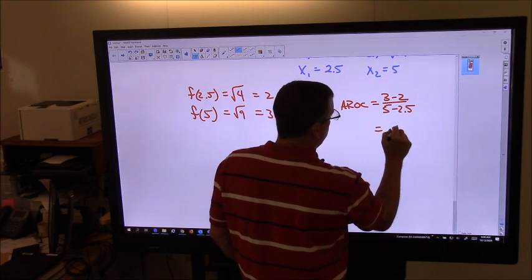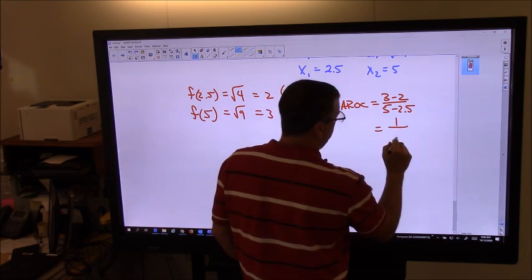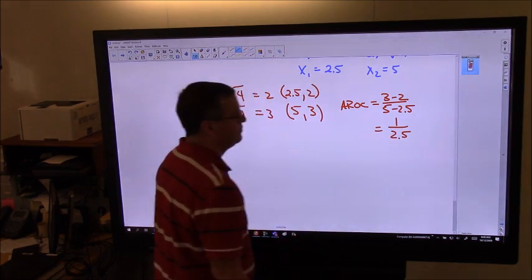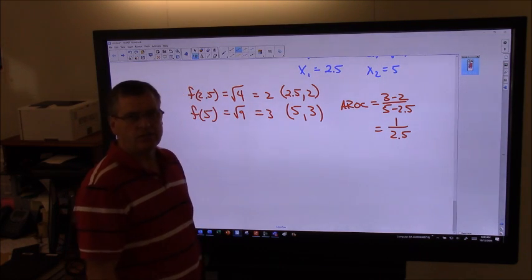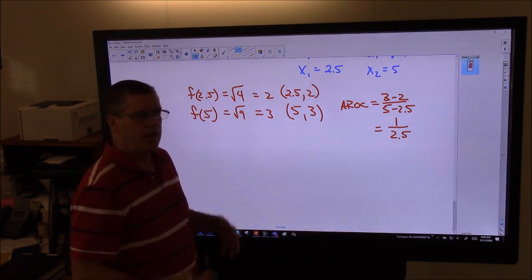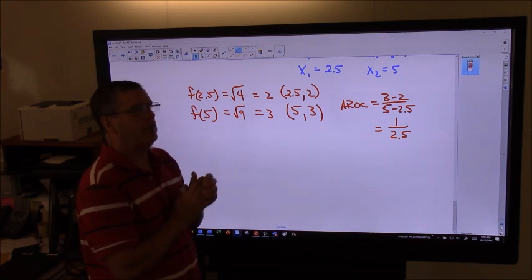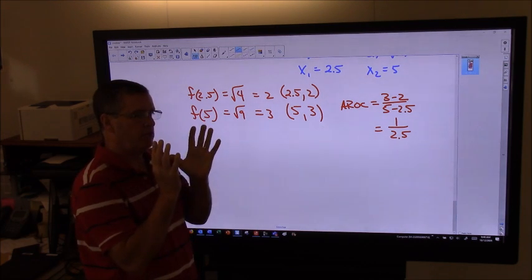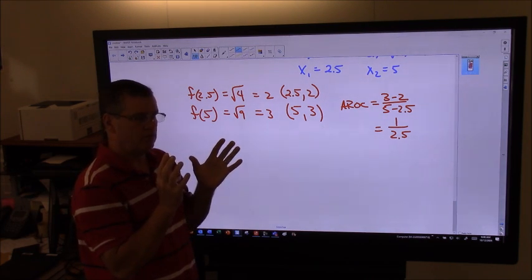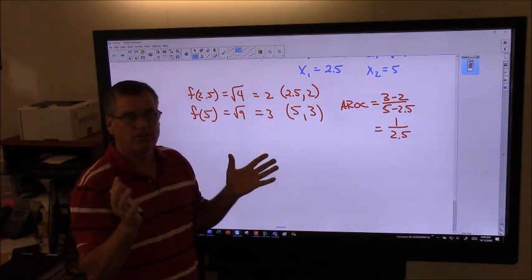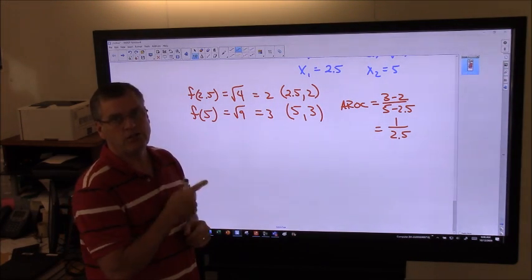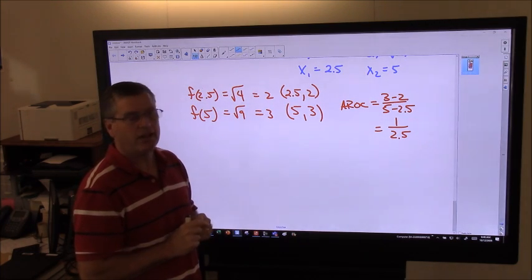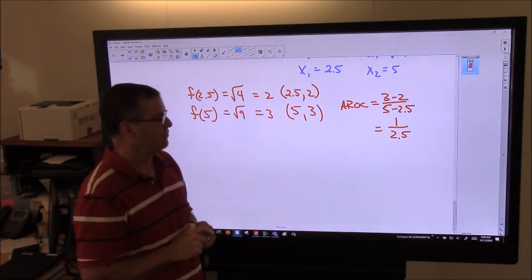And so that's going to equal 1 over 2.5. Now, you can grab a calculator and divide this and see what you get. I'm one of those people that feel like the only way we stay sharp with simple math skills is you got to do it, right? So I try and do as much as possible without a calculator. I don't want to grab a calculator unless I really have to.